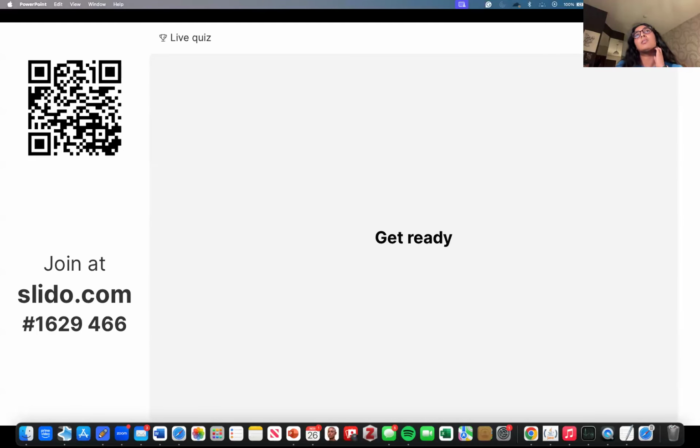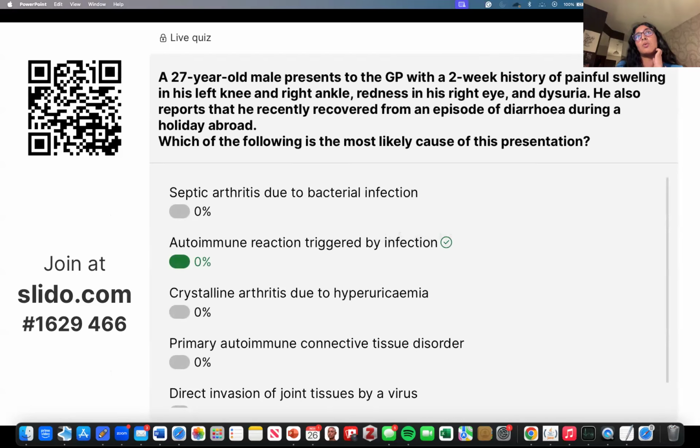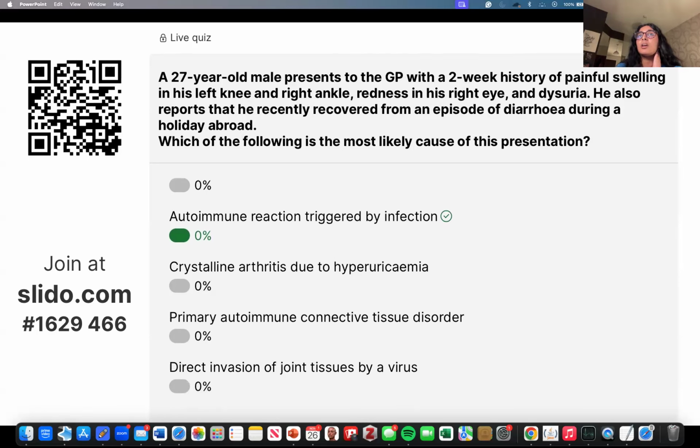Okay. Let's look at the question. You've got a 27-year-old male with a 2-week history of painful swelling in the left knee and the right ankle, as well as redness in his right eye and dysuria. He recently recovered from an episode of diarrhea during his holiday abroad. So which of these is the most likely cause of his presentation?